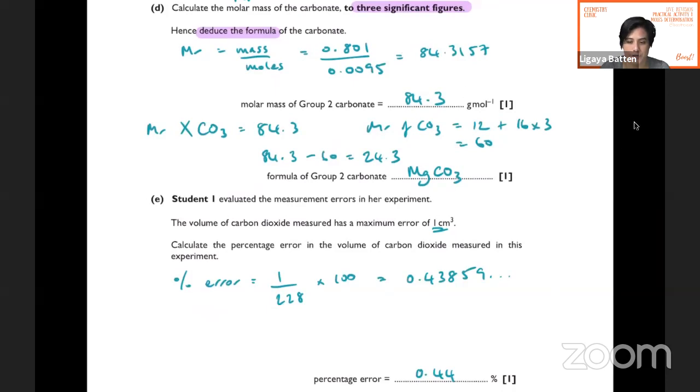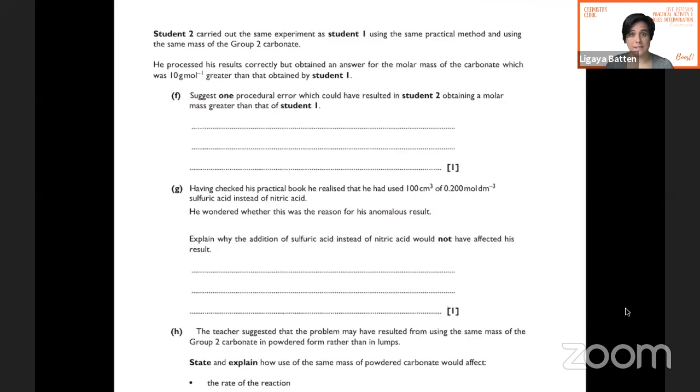So just looking at how another student did try to do the same, try to identify this same carbonate. Student 2 carried out the same experiment as student 1 using the same practical method and using the same mass of group 2 carbonate. He processed his results correctly but obtained an answer for the molar mass of carbonate which was 10 grams per mole greater than what was obtained by student 1. So just one procedural error that could have resulted in obtaining this molar mass greater than that of student 1. So you need to think back to the practical and to the calculations we've done to work out how it is possible that using the same method, this student has worked out a greater molar mass than the first student.